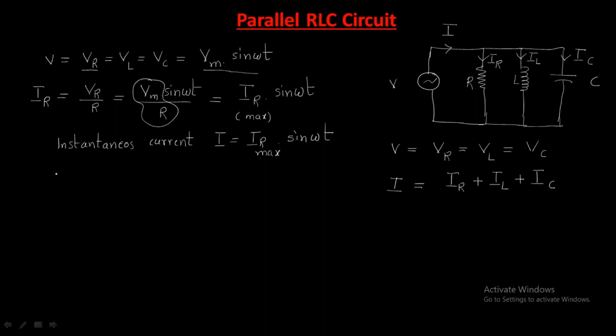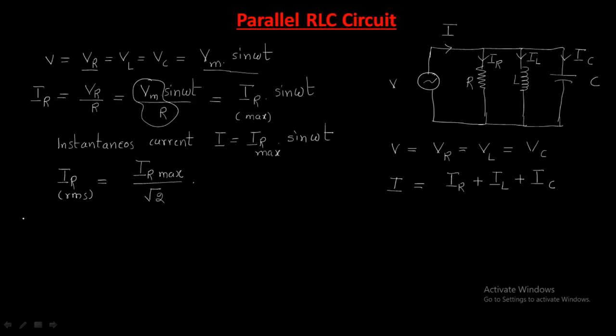From this we can write the RMS current like this. So from this we can find out the RMS current. The resistive RMS current is simply the resistive maximum current by root 2. This is about the current flowing through the resistor.